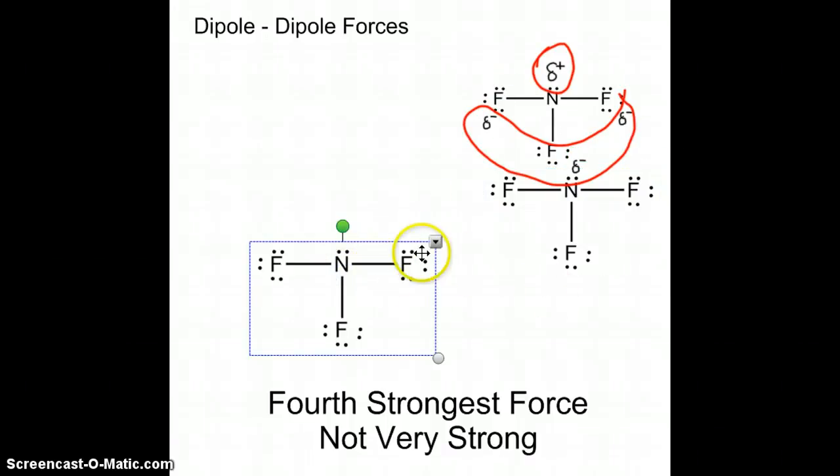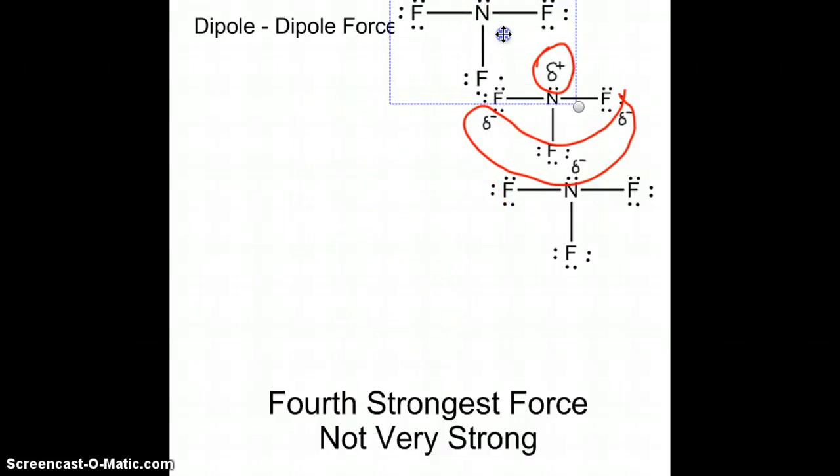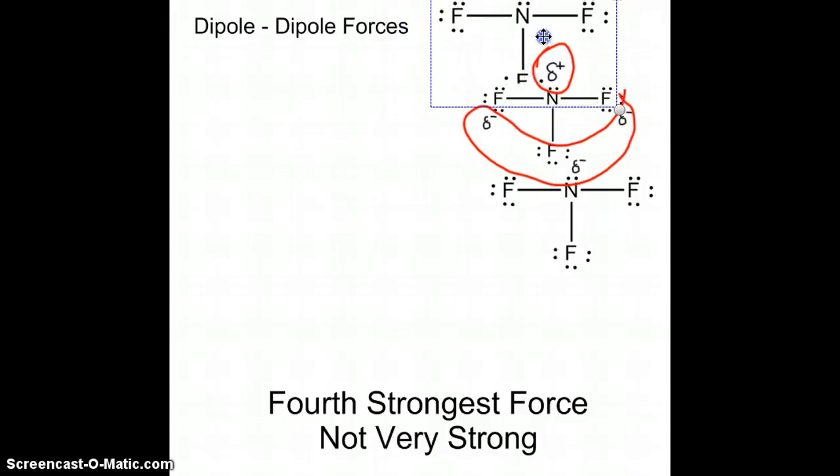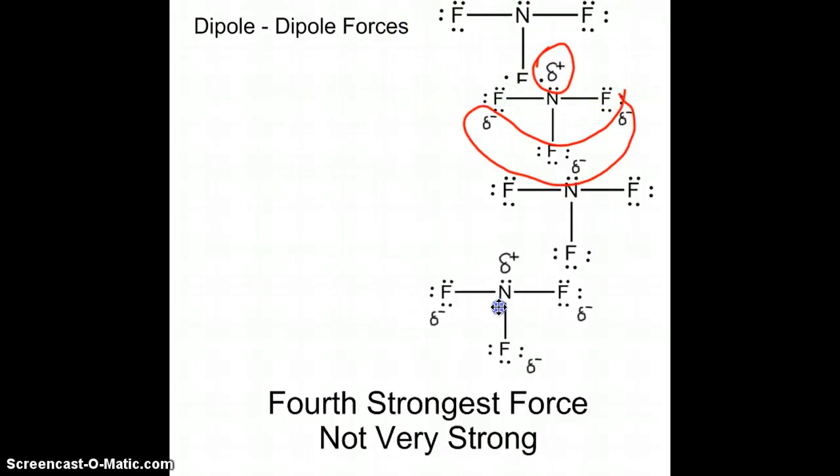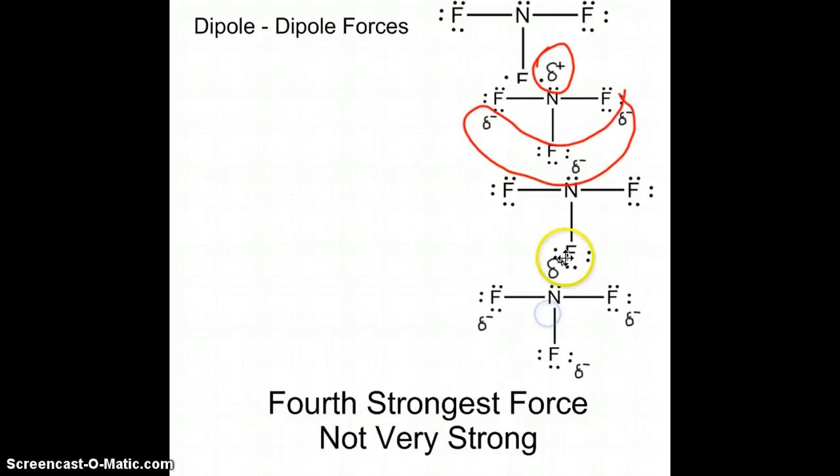Now, what about this molecule? What are the negative atoms in this molecule? The negatives are the F's. So guess what the F's are going to be attracted to here? To the N. And so now we can add more. And so the partial negative on the fluorine is going to be attracted to the partial positive on the nitrogen.